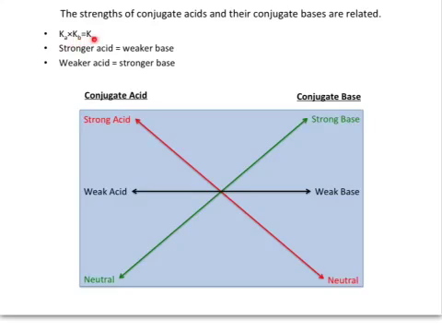The Ka of the conjugate acid times the Kb of the conjugate base is equal to Kw. So they're linked, which means the stronger the conjugate acid is, the weaker the conjugate base is, and vice versa. The stronger the base, the weaker the acid. So if we look at this figure down here, if I have a strong conjugate acid, its conjugate base is neutral. If I have a weak conjugate acid, its conjugate base is also weak. And if I have a strong conjugate base, then its conjugate acid is going to be neutral. So strong goes with neutral, weak goes with weak.